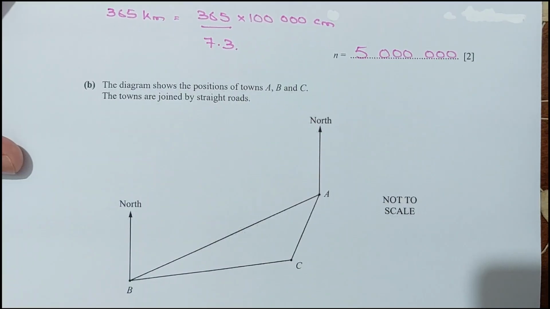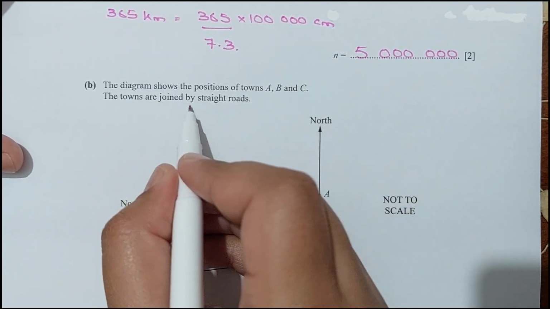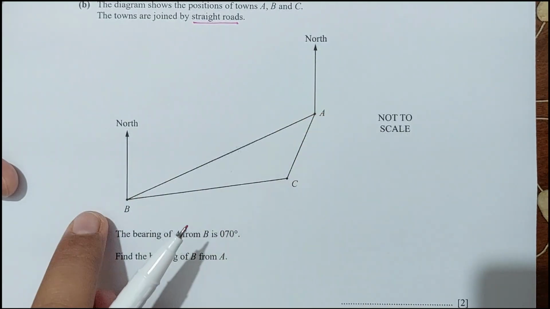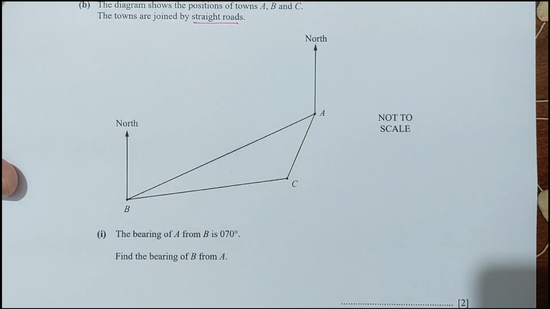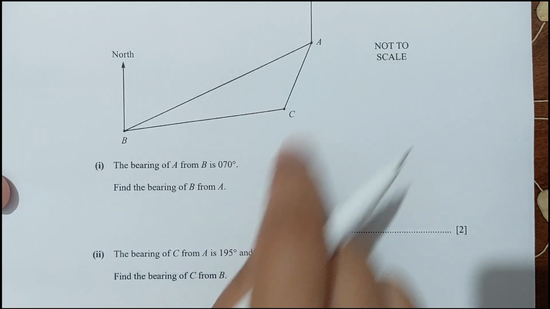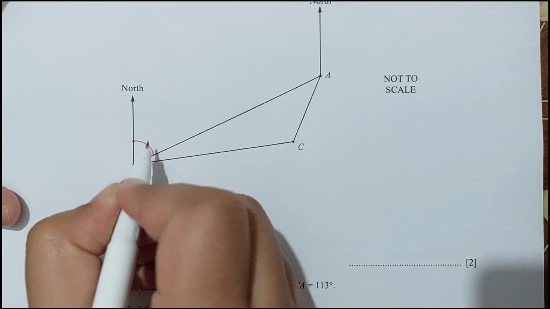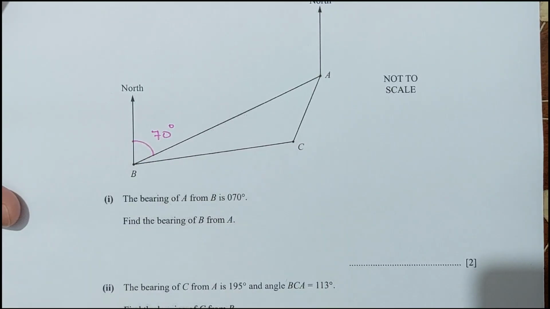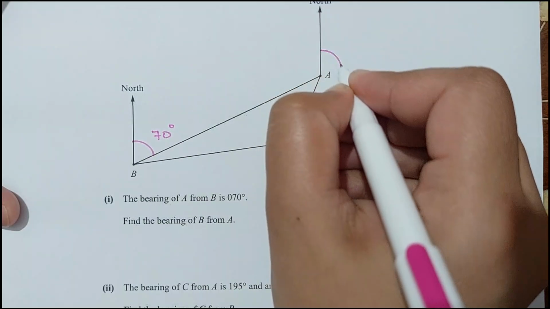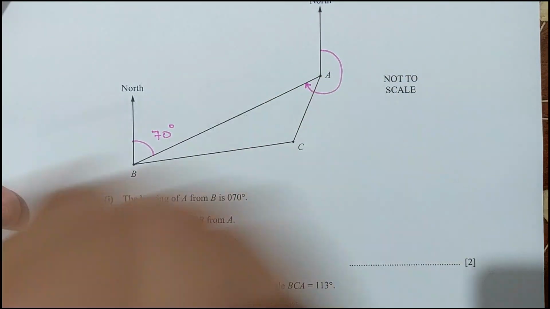Moving to part B, the diagram shows the position of towns A, B, and C. The towns are joined by a straight road. Okay, A to B, B to C. Okay, number 1. The bearing of A from B is 70 degrees. The bearing of A from B, this is 070. Find the bearing of B from A. From A to this B, we have to find that bearing.